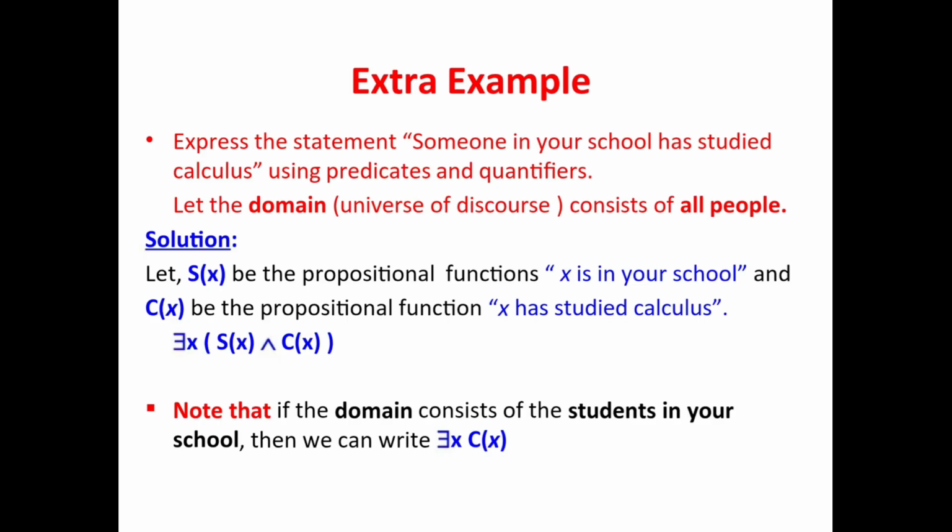Another example, someone. So this would be an existential quantification because someone can be true, can be false, can be one, can be two, any number, however many. So someone in your school has studied calculus.